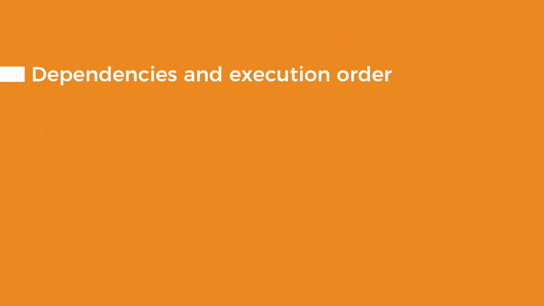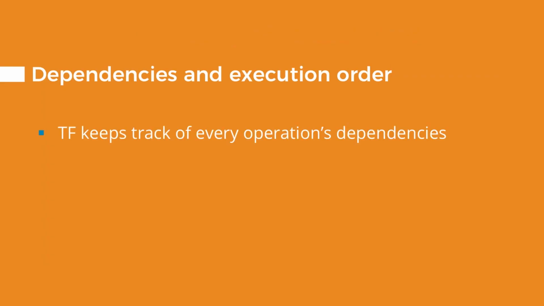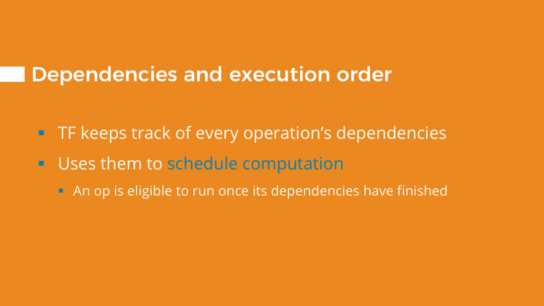So, dependencies in execution order. TensorFlow keeps track of every single operation's dependencies, and it uses them to schedule your computation. That is, there's basically a pool or a bag of operations that are eligible to run. And as soon as an operation's dependencies have all completed, it's thrown into that bag and is eligible to be run and scheduled by the TensorFlow runtime.